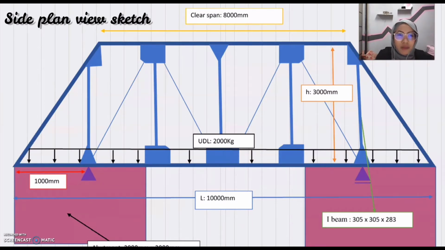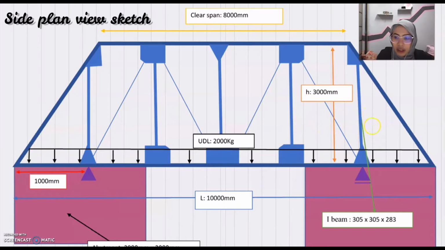Okay, the side plan view sketch. You can see the UDL is equal to 2,000 kilograms, which we will convert to the load of 19.61 kilonewton per meter. And also on the left, we can see the pin, and on the right, we can see the roller support. The blue one is our I-beam, which is size 305 × 305 × 280 millimeter.